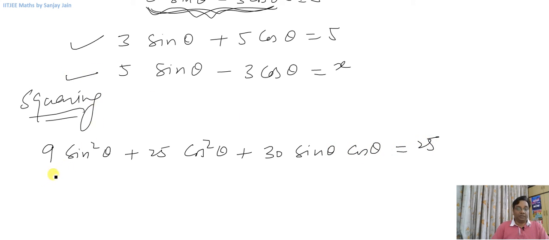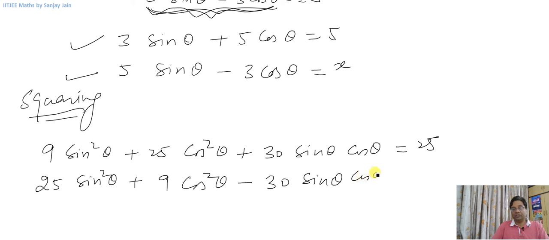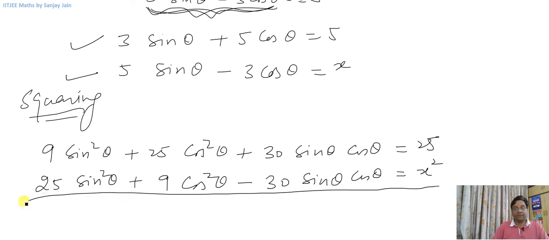Now squaring this one, 25 sine square theta plus 9 cos square theta minus 30 sine theta cos theta, equal to x squared. Now you notice that it is very easy to solve these two equations, because if I add these two equations, these terms can be cancelled. So let me add these.